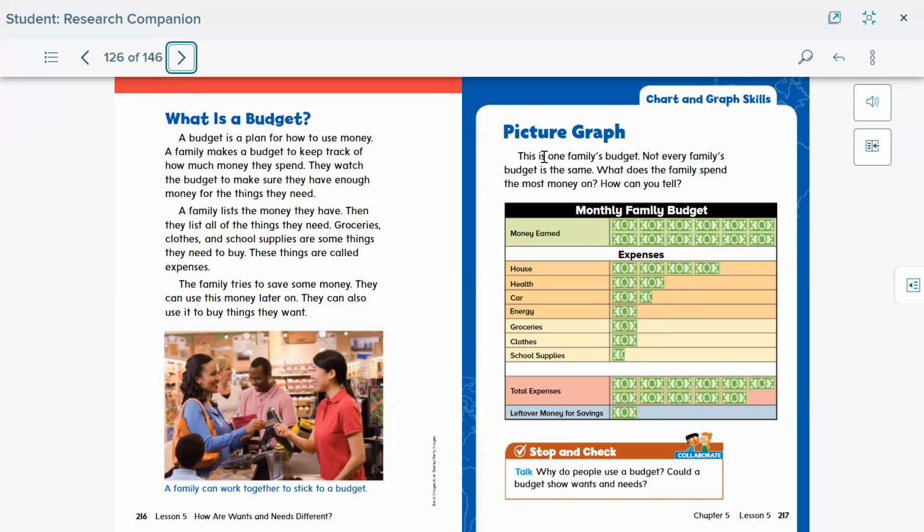So for example, look at this graph. It shows the monthly family budget, this is the money they earn. And then this is what they need to spend on a house, on health, for the car, energy, and we said electricity bill or water bill, groceries, internet bills, clothes, school supplies. And this is a total. You see how much they have. And they save, that's a leftover they saved. So this saving they can use for something they want. They can save more and buy something they need or go for a trip. So that's when we say a budget. So a plan, how to use the money and how to spend it.